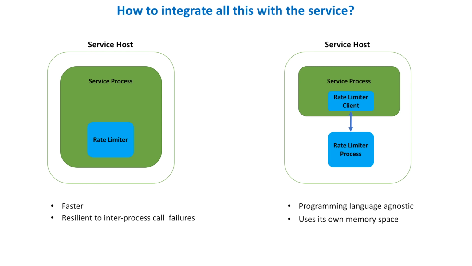Also, the rate limiter process uses its own memory space. This isolation helps to better control behavior for both the service and the daemon. For example, the daemon may store many buckets in memory, but because the daemon has its own memory space, the service memory doesn't need to allocate space for these buckets, which makes service memory allocation more predictable.